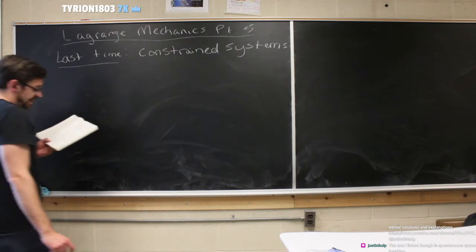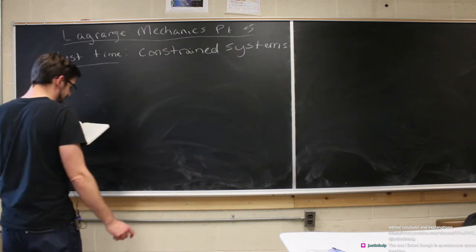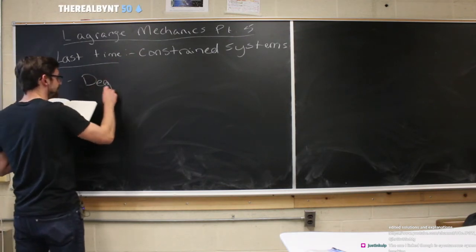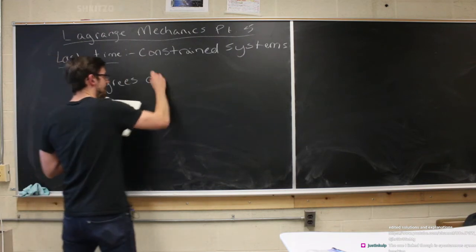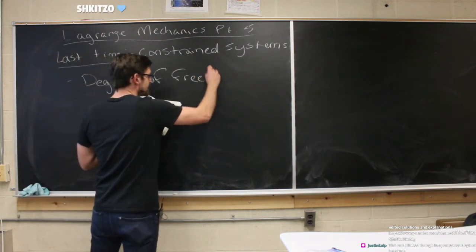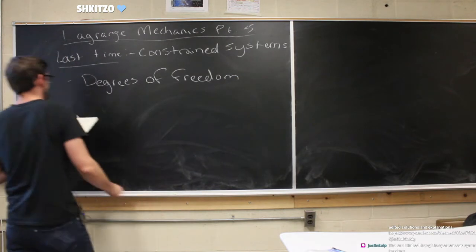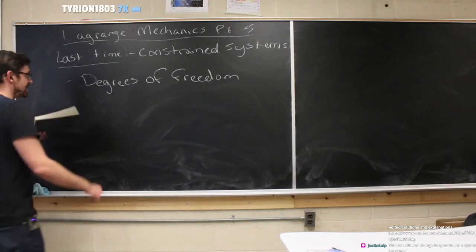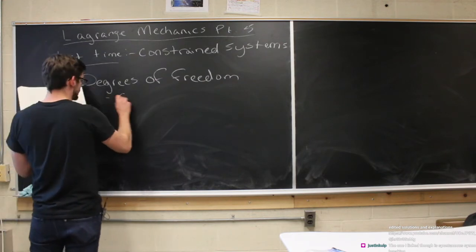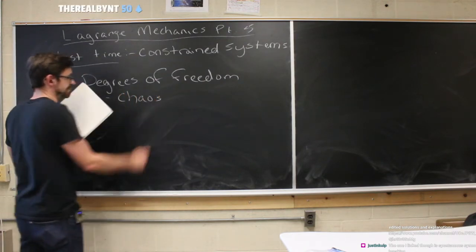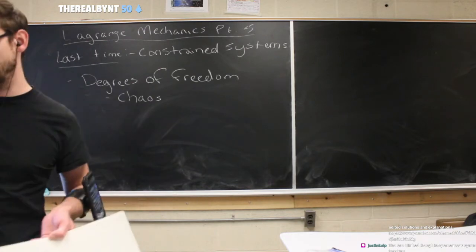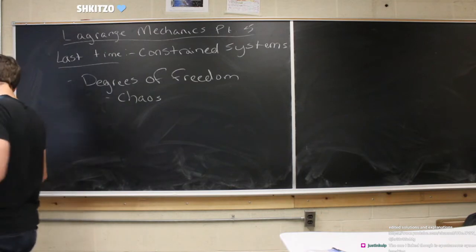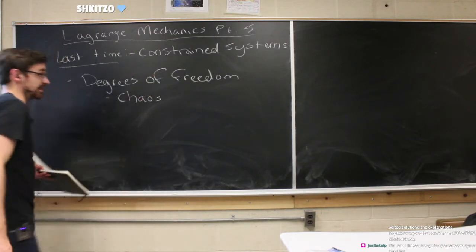And so we did constrained systems and generalized coordinates. We did degrees of freedom. We talked about what some of degrees of freedom looks like, both in classical mechanics and quantum mechanics, and mechanics in general, as well as we talked a little bit about some chaos theory, about how degrees of freedom affects chaos, right?